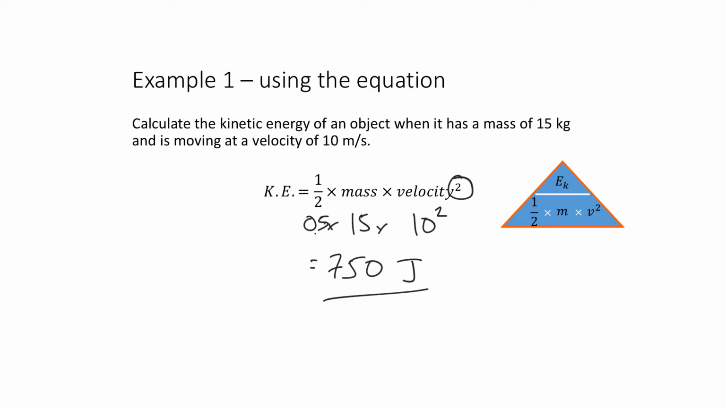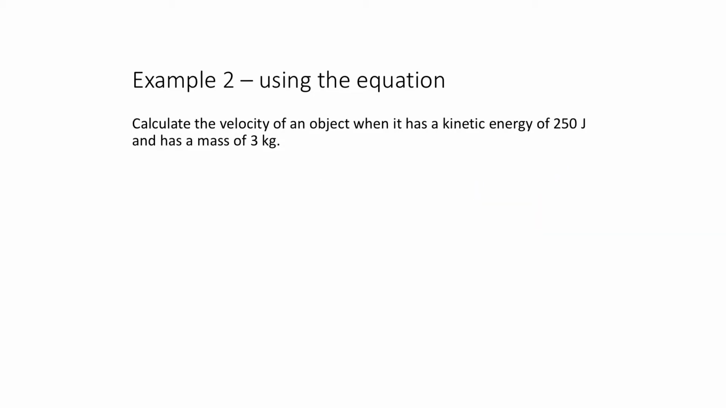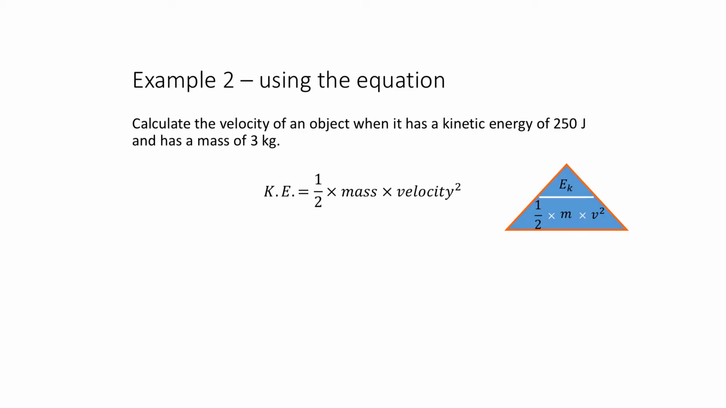Okay, let's move on to a second example. So example number 2, using the equation, calculate the velocity of an object when it has a kinetic energy of 250 joules and has a mass of 3 kilograms. Likewise, in the previous example, really important to put the equation, and then if you wanted to, you could put your triangle. So highlight the key things, 250 joules, we want to try and find the velocity, and we know the mass is 3 kilograms.